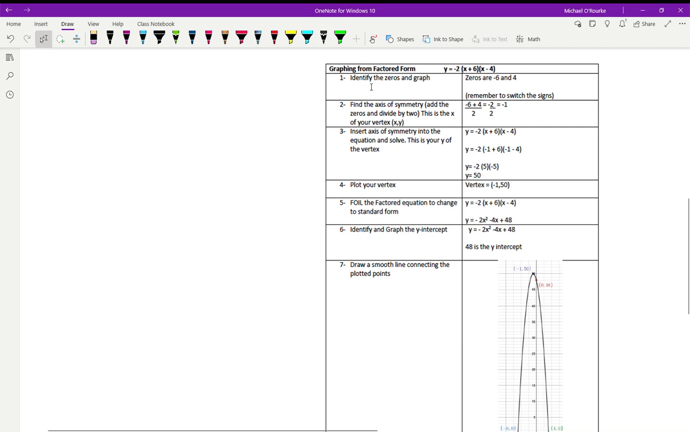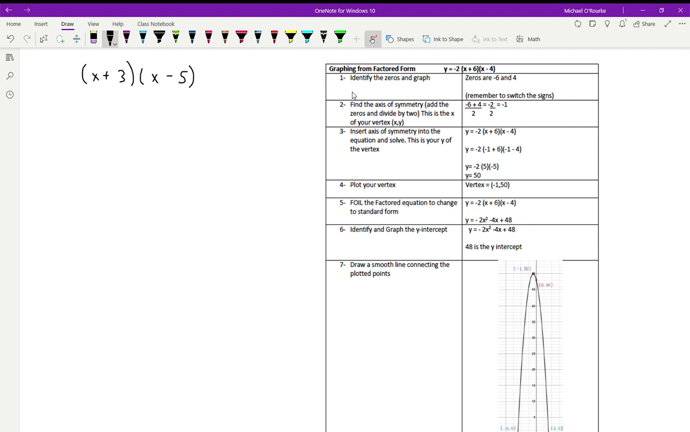So today we're going to work on graphing from factored form. I made this sheet for you to follow the steps here. So let's go through some steps. First of all, let's have an equation. Let's make it up to be, let's say, x plus 3 and x minus 5.